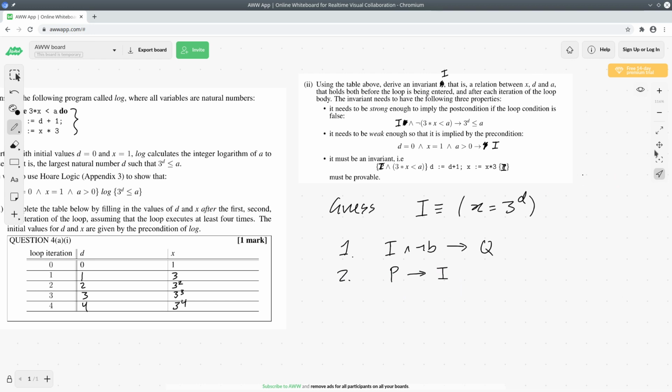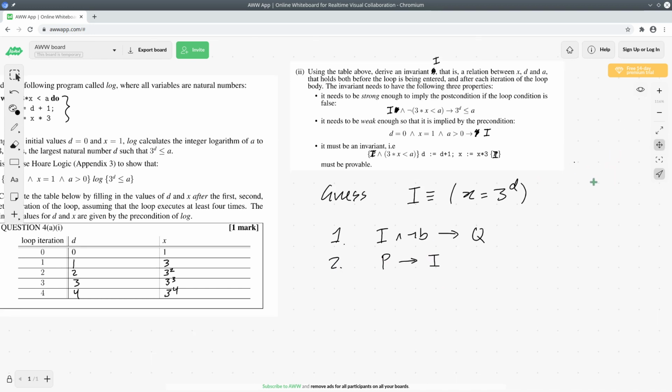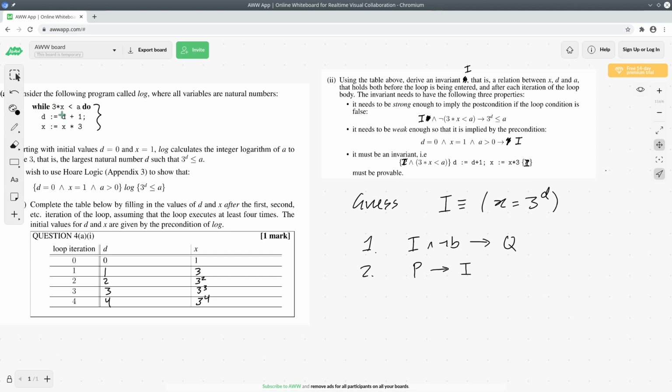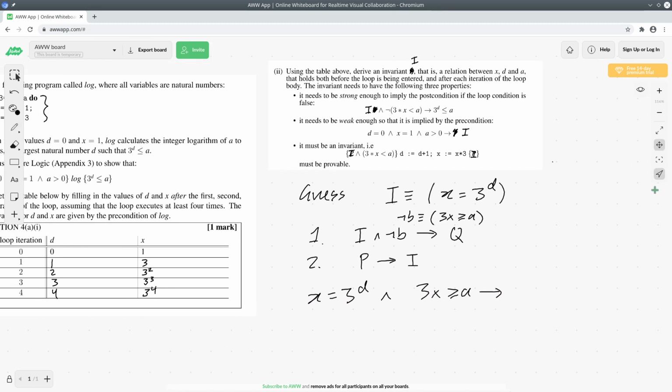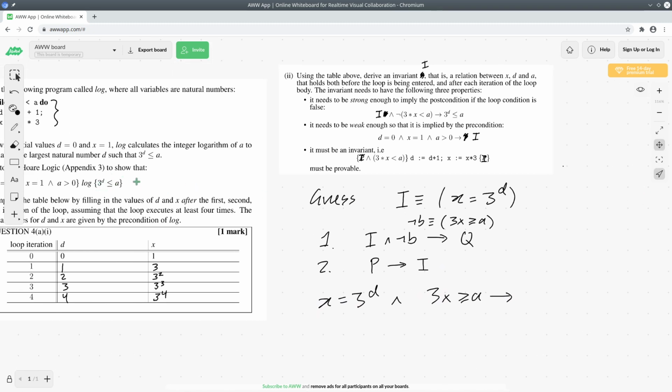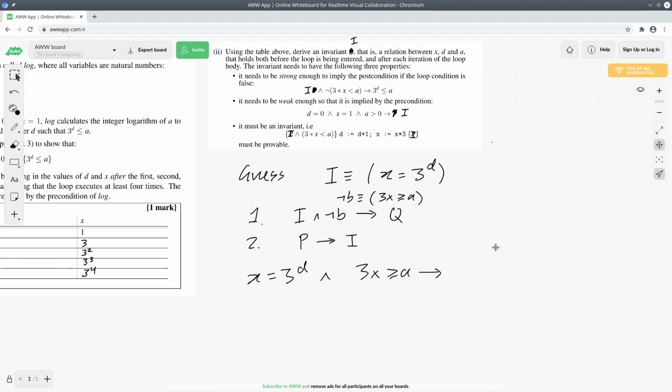So let's look at the first rule. So what's our loop condition? It's given here. 3 times x is less than a. So in this case, not b would be the same thing as the negation of that, which is 3x is greater than or equal to a. So let's have a look at the property in question. I need x is equal to 3 to the d, that's my invariant, and 3x is greater than or equal to a needs to imply my post condition. What's my post condition? 3 to the d is less than or equal to a. So let's write that down.